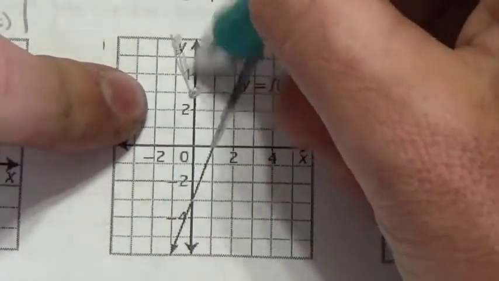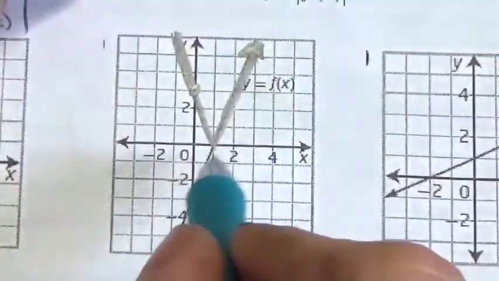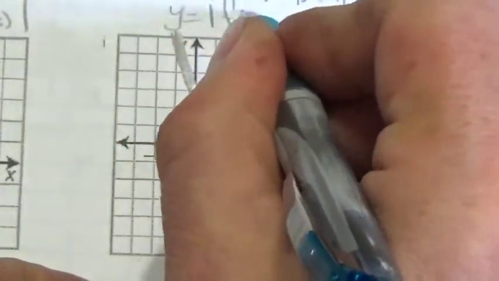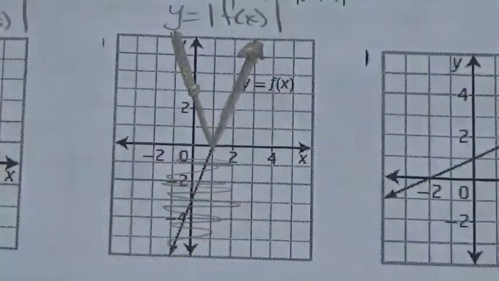And so now I can connect these like this. And again, this part here disappears. It's no longer part of it. This right here is your absolute value of f of x.